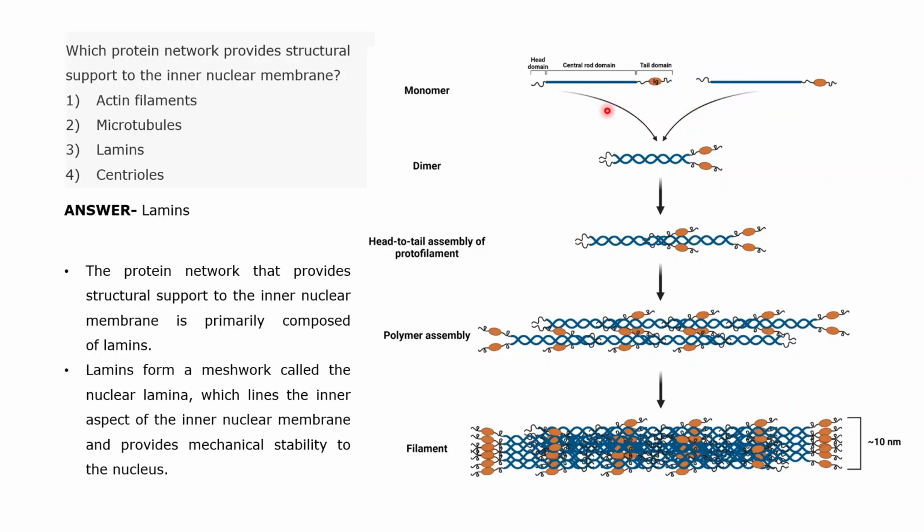So these monomers interact with each other to form what is called a dimer. You can see that they are intercoiling with each other to form a flexible coiled dimer. This is one unit of monomer, and it interacts with another to form a dimer. And this dimer interacts with another dimer in a head to tail assembly to form what is called a protofilament. Two dimers interact with each other in a head to tail manner to form a protofilament.